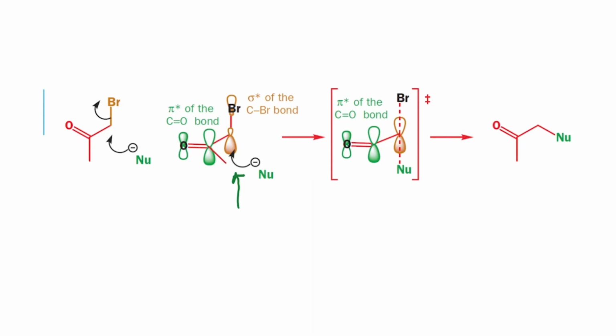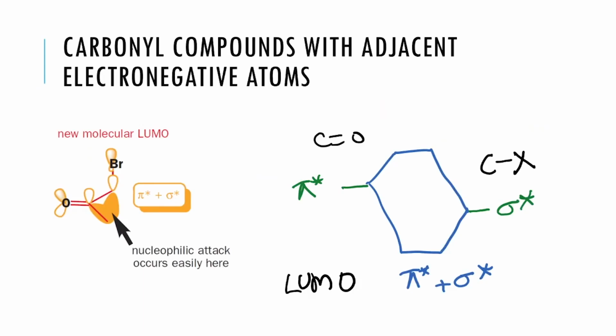Okay, so therefore the carbonyl compound with an adjacent electronegative atom is a very special situation, and you can draw out an orbital picture such as this. So here is the pi star of the carbonyl compound, and here is the sigma star of the carbon X bond. And now when they combine, they produce a new orbital which is of substantially lower energy compared to the pi star and the sigma star. And therefore, the reactivity of the center goes up.